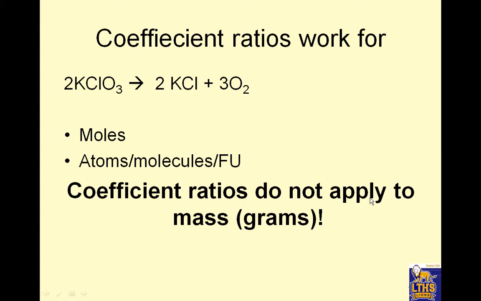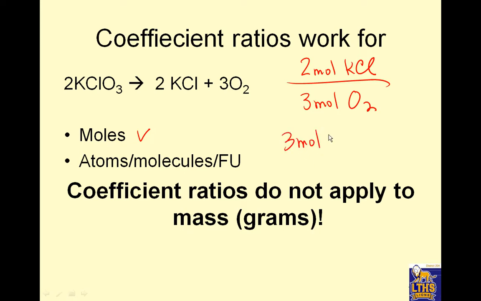Okay, here's what I want you to remember. Coefficient ratios work for balanced equations as long as you're using the coefficients as moles. So I could do any kind of mole ratio from this. I could say 2 mole KCl for every 3 mole O2. I can also say 3 mole O2 for every 2 mole KClO3. So you can compare any two things in the balanced equation. I could also flip those over, and use KCl and KClO3.